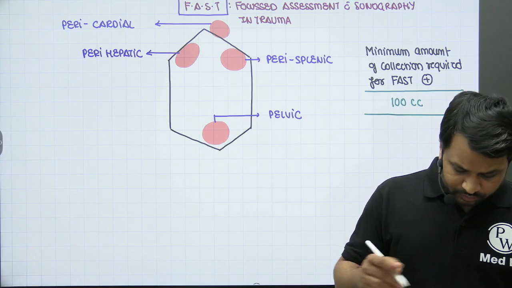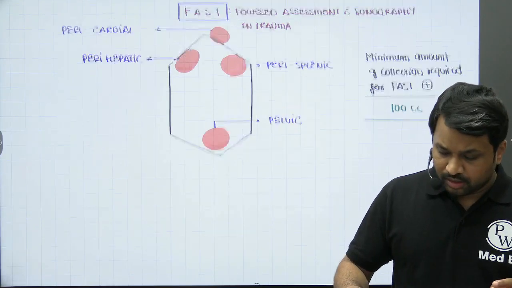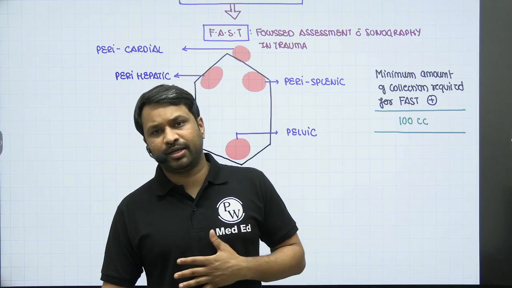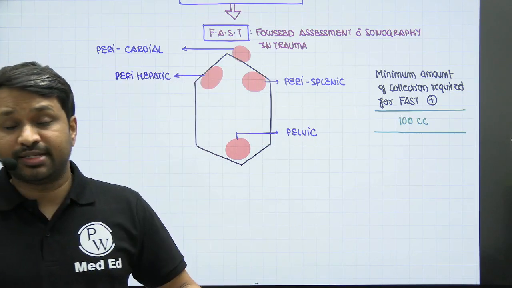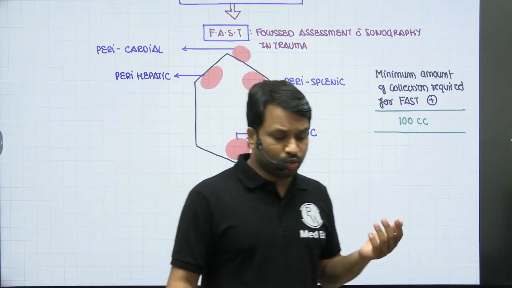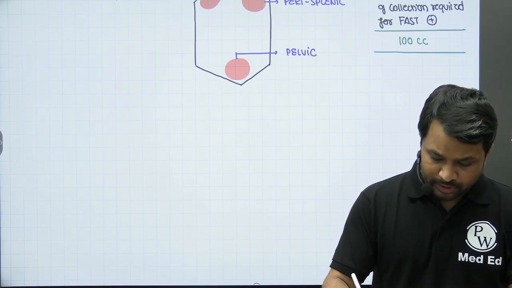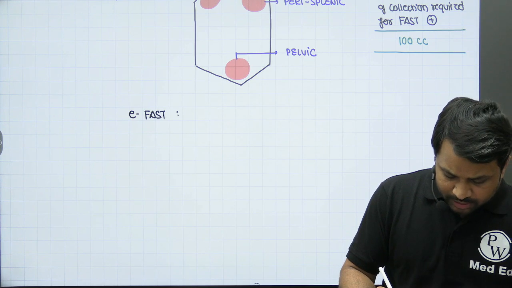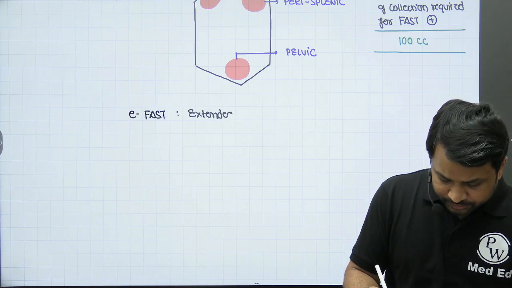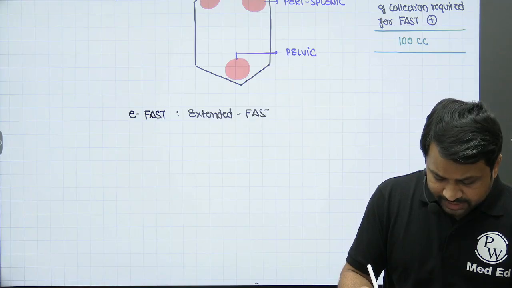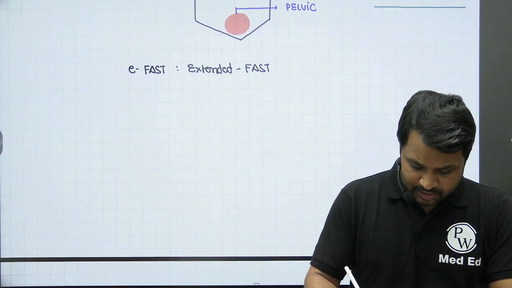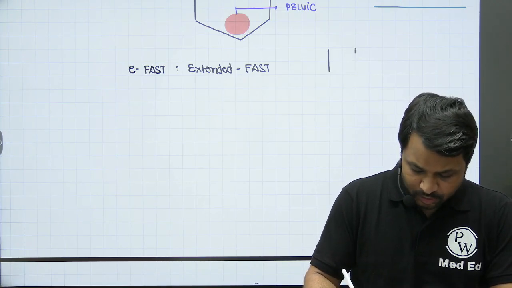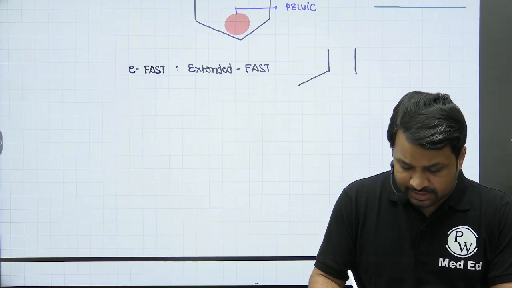Now, there is an extension to the FAST because you also want to rule out traumatic injuries which can cause diaphragmatic injuries, which can result in pneumothorax or herniation. So the new addition to the FAST is what we call the EFAST. EFAST is a concept of extended FAST. In an extended FAST, rather than just limiting ourselves to the abdomen, we quickly do a thoracic assessment also. So we say it is a 6-site assessment.